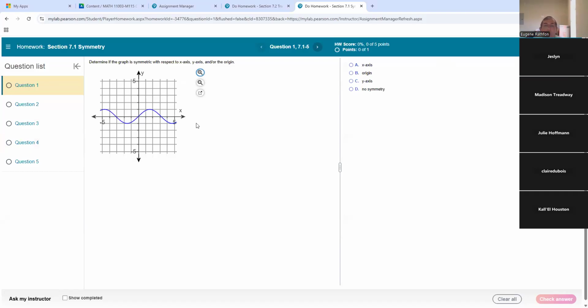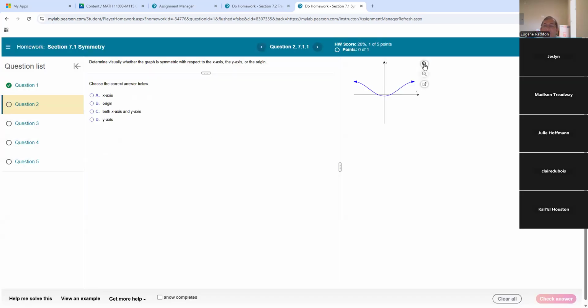It's definitely the origin. Because if you look how this graph looks, it's coming downhill, uphill, downhill. If you turn that 180 degrees, then you'll have the same picture. So good job, y'all. That is definitely to the origin. All right, so you got to check your answer and do the next question. So let me make this one larger.